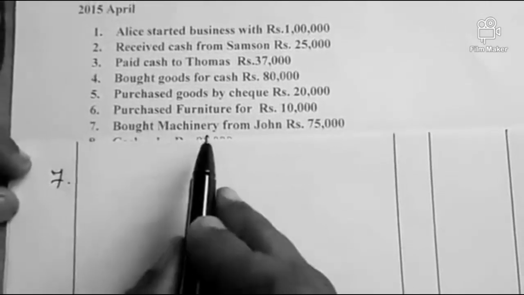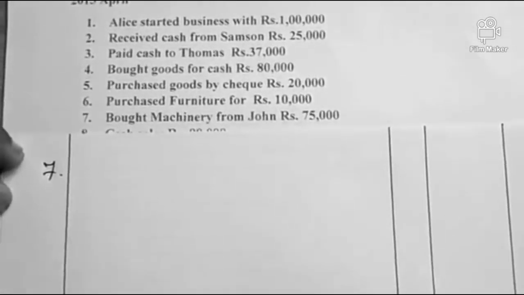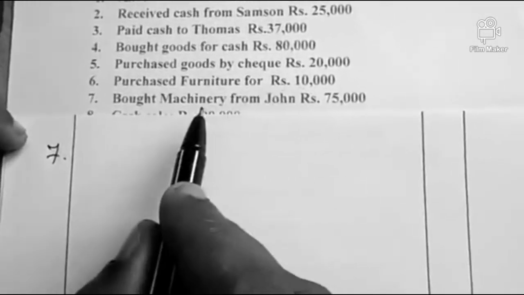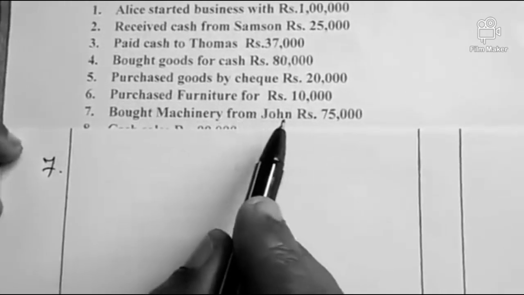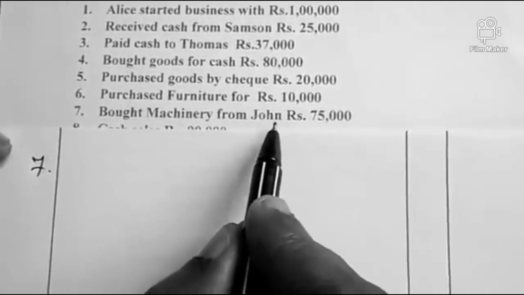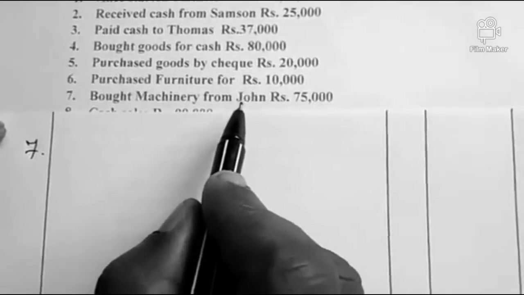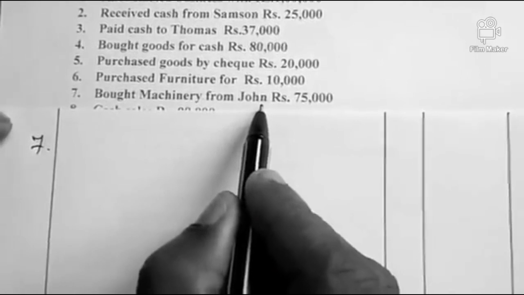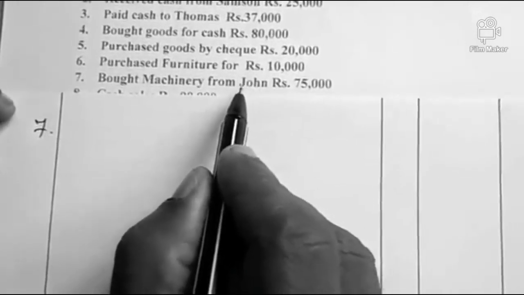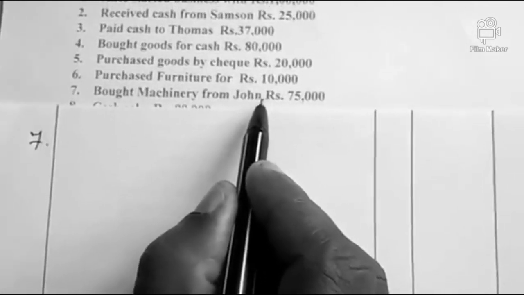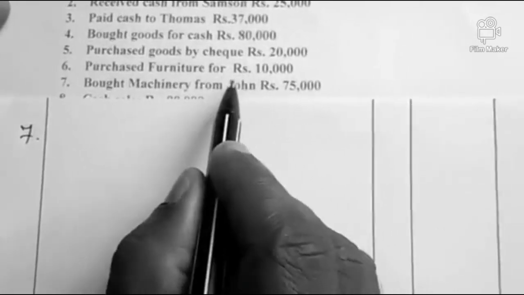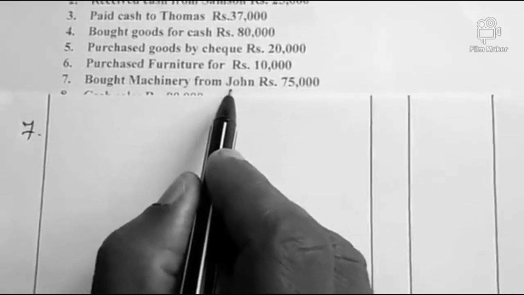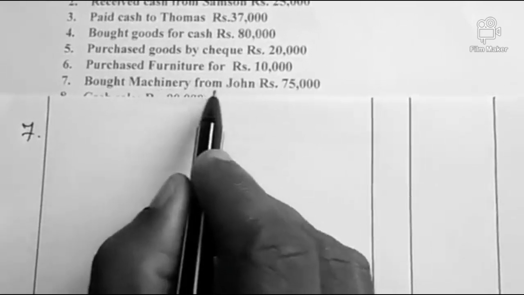Seventh one, bought machinery from John. See, in this transaction they have mentioned the name of the person from whom you have purchased the item. If you find the name of the supplier, it is a credit transaction, that is, credit purchase. Machinery purchased from John on credit basis. If the name is not given, it will be a cash purchase, but they have clearly mentioned the name of the person, so it is a credit transaction.